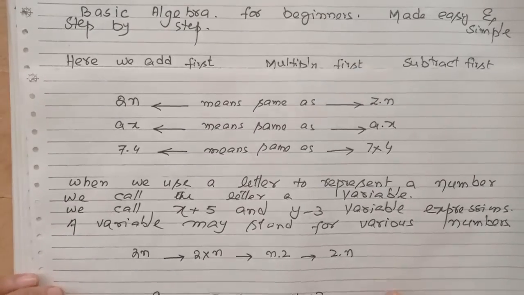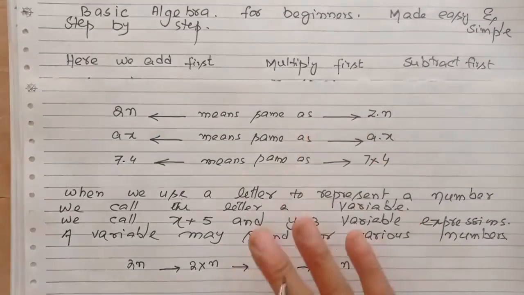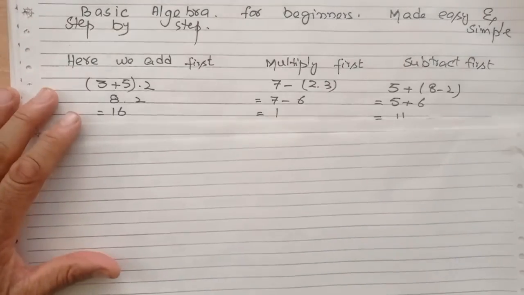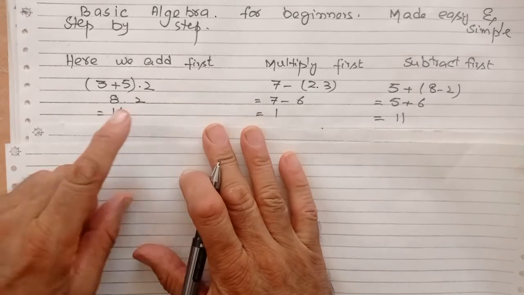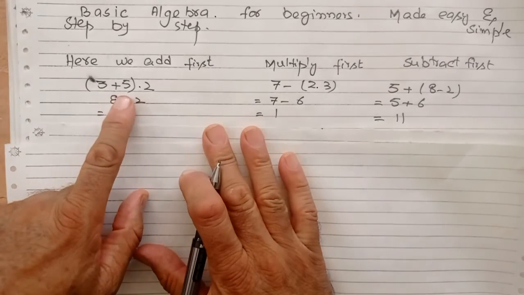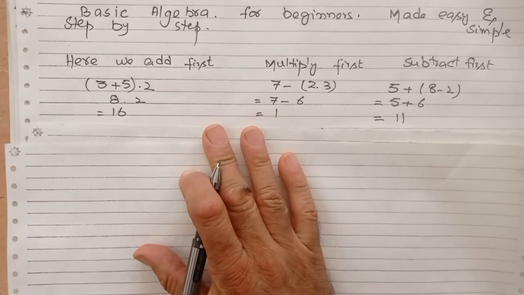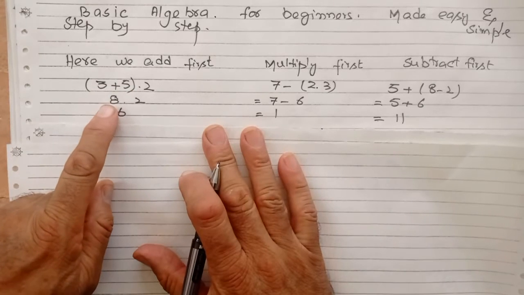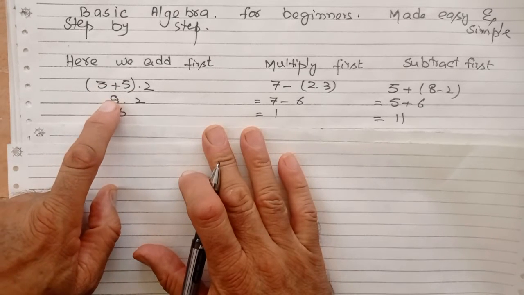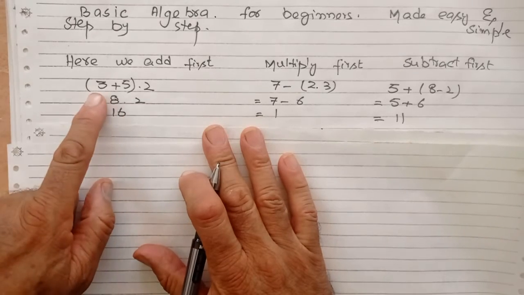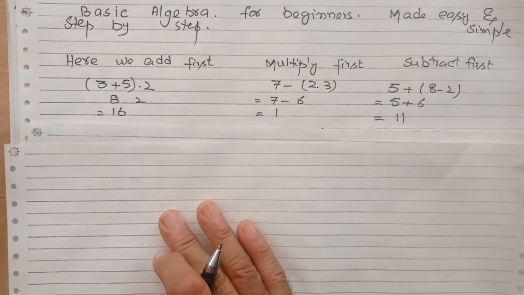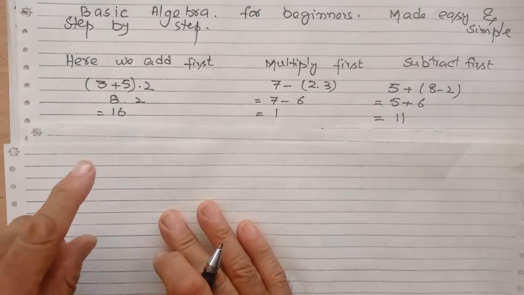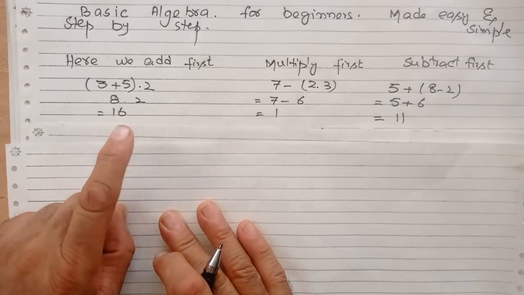So now over here, we add first: 3 plus 5, into 2. First of all, we will add, and whatsoever resultant we get, we multiply that resultant with that 2. So 3 plus 5 is equal to 8. So first we added, and after getting the resultant of addition, then we multiplied and we got 16.